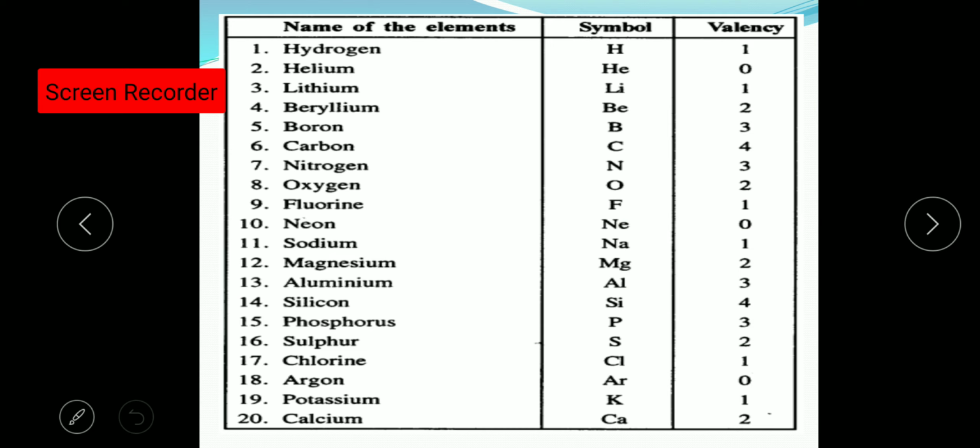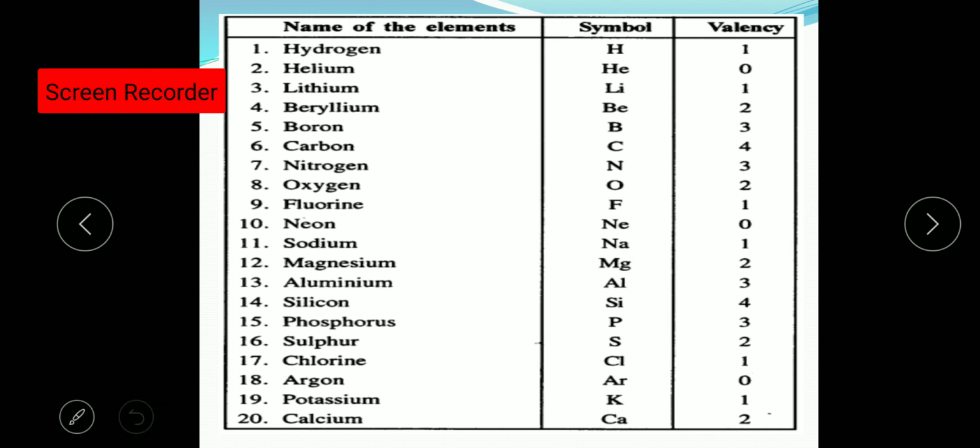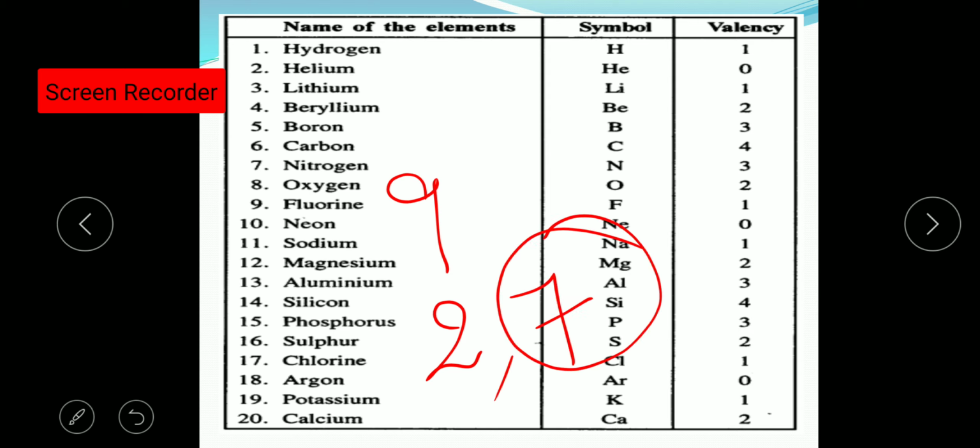Okay, oxygen's atomic number is 8. So in the first shell 2 electrons, in the second shell 6 electrons. So how many electrons will it take to fulfill its octet requirement? That is 2. Fluorine, then fluorine's atomic number is 9. In the first shell 2 electrons and in the second shell it has 7 electrons. So by taking 1 electron its octet will be filled.